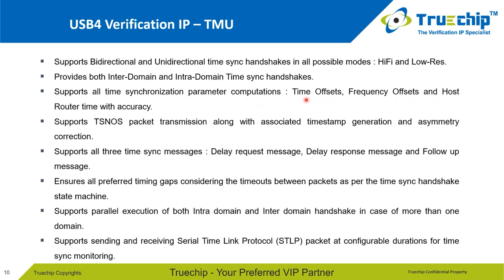For these calculations, timestamps are noted by the slave on reception of a TSNOS packet from the master, followed by a follow-up packet, a delay request, and a delay response message. Timing intervals between calculations depend upon the mode selected for TMU, which can be either high-fi or low-res. Further, the TSNOS exchange method can be of two types, bidirectional and unidirectional. This time sync provision helps tunnel protocols through isochronous timestamp packets correction in USB 3, precision time management messages in PCI, and link clock restoration in DP.